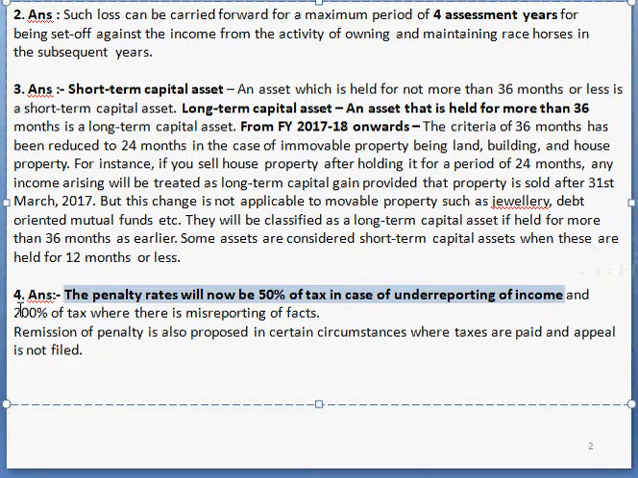And it will be 200% where there is misreporting of facts. So for under-reporting the penalty will be 50% only, but in case someone is found misreporting in the future, then there will be a 200% penalty.